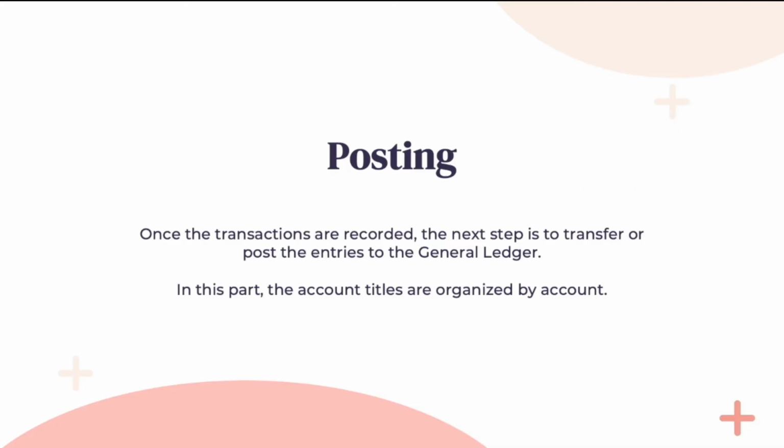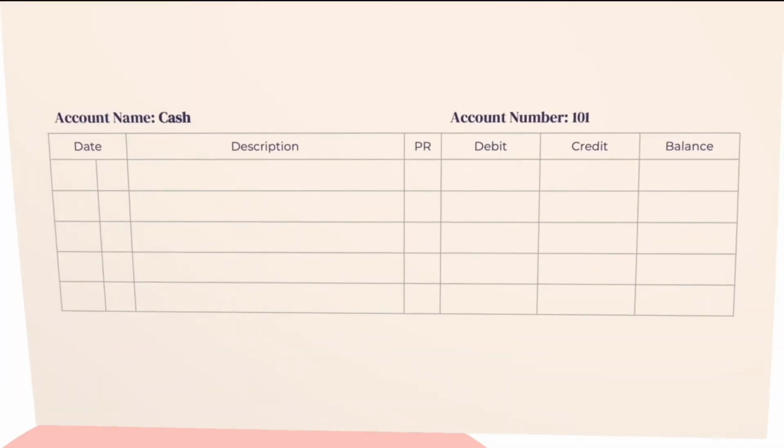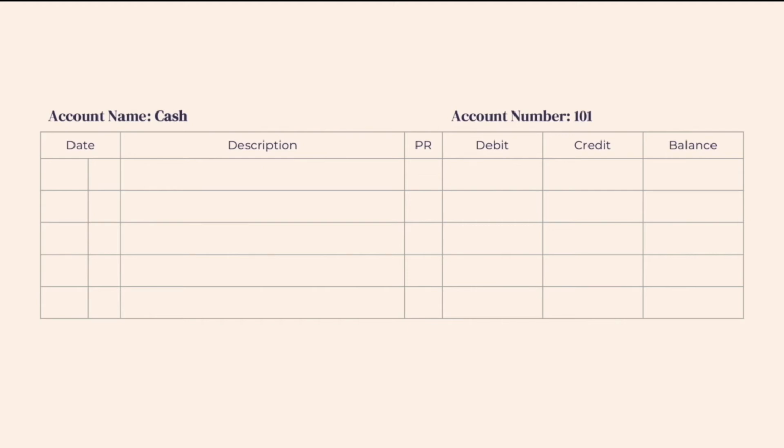Now, for the third step, we have posting. Once the transactions are recorded, we now need to transfer the journal entries to the general ledger. This process is called posting. Kung sa journalizing kanina, important na chronological record, dito sa posting, kailangan organized by account. When posting, we need to make sure na iba-iba ang 3-column ledger table ng bawat account title. Per table, may pangalan ng account and its account number.